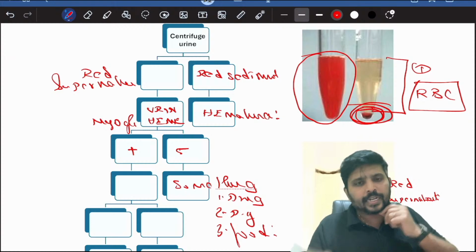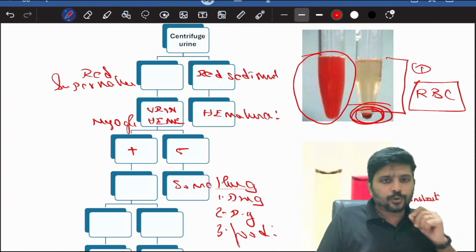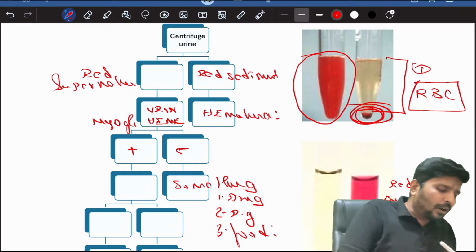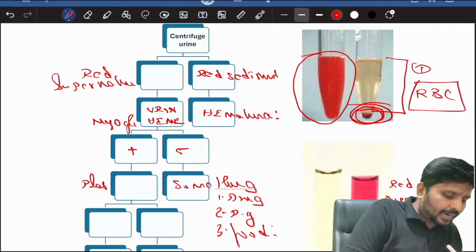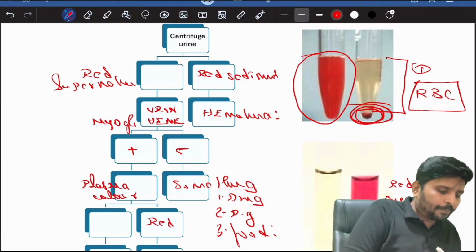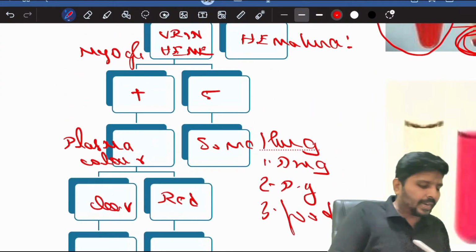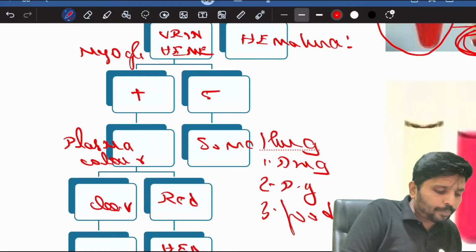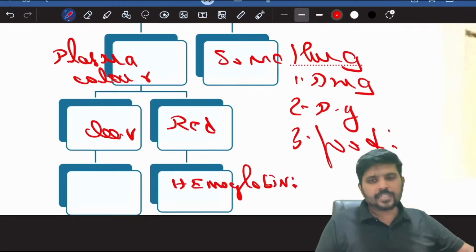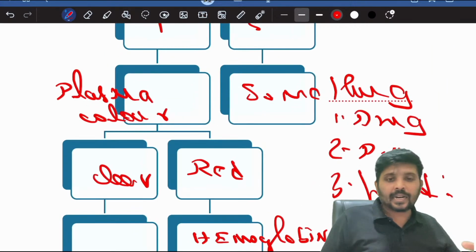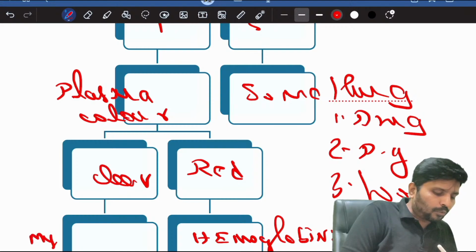Now, if it is pigment, what are you going to do? You need to confirm whether it is myoglobin or hemoglobin. Look for plasma color. If plasma color is red, the answer is it is hemoglobin. The RBCs are broken down: hemolytic, G6PD, intravascular hemolysis. If plasma color is clear, then it is myoglobin.